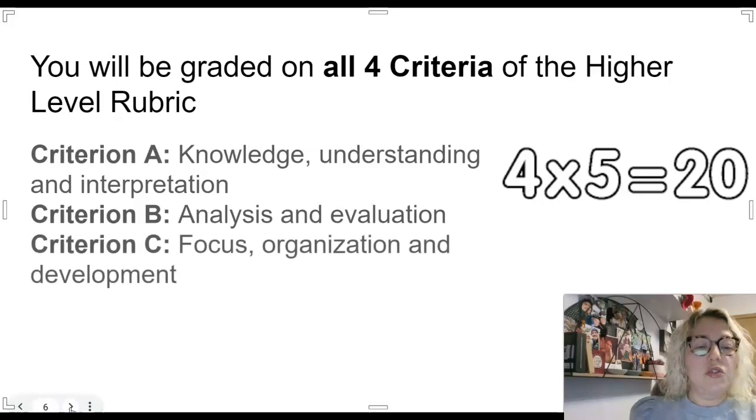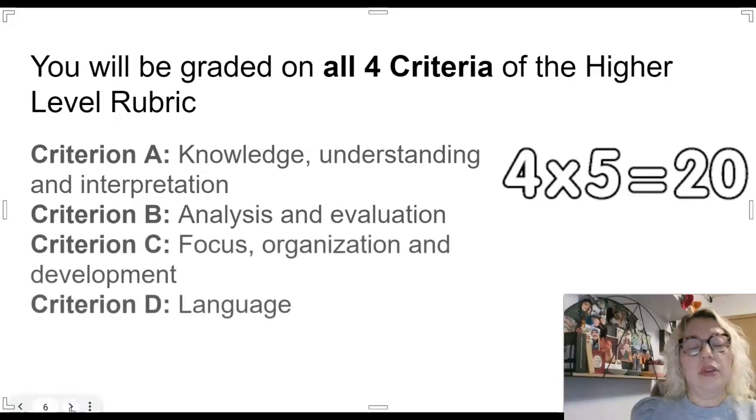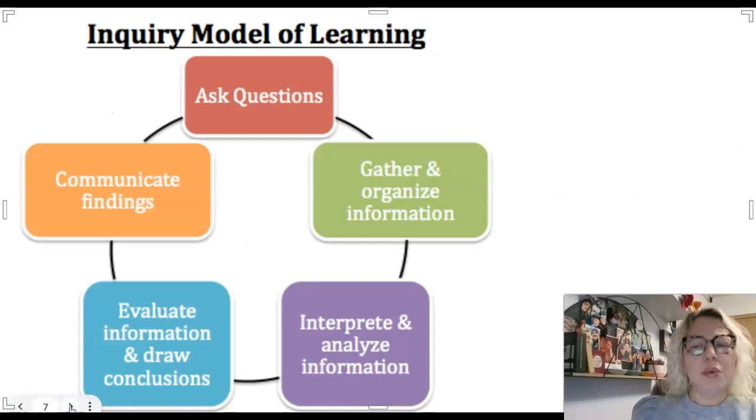C is new for us: focus, organization, and development. And D, language. The nice thing about these two is that they are the ones you've already been doing without even knowing it. A and B are the hardest, and they are the most critical. C and D kind of just follow with you. But we'll talk about some ways to make sure you score high on those.